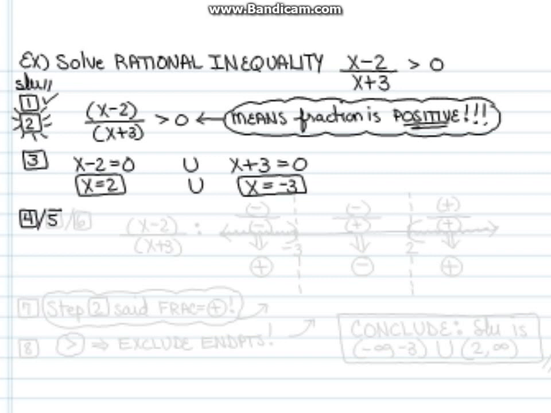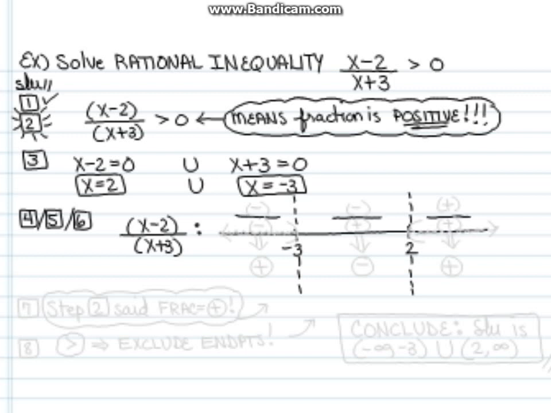Now steps 4, 5, and 6 involve taking the fraction in step 2, (x minus 2) over (x plus 3), and finding the sign on the number line for the fraction in the regions that are created by partitioning the number line with the negative 3 and the 2 that we found in the previous step. So here's an x-axis. We've busted it up into 3 pieces, separating it by negative 3 and 2. Now look what we did. Let me just stop this for a second.